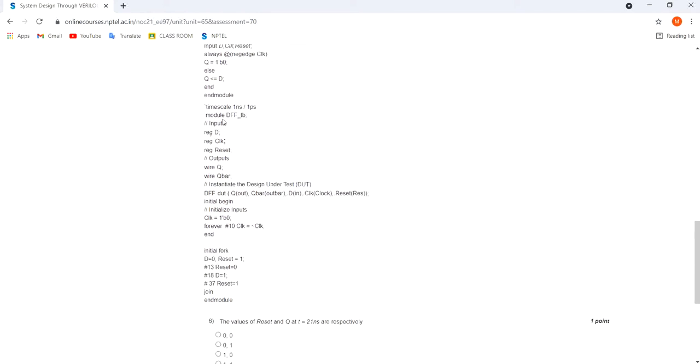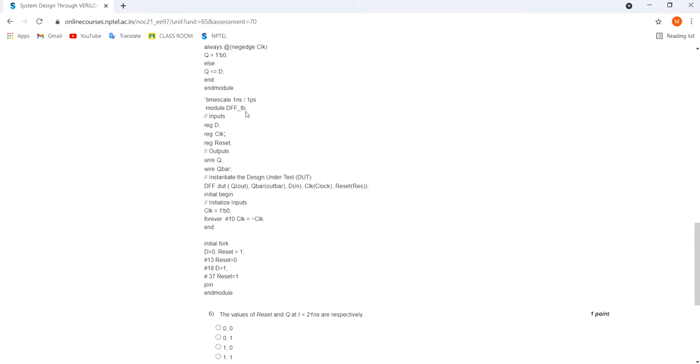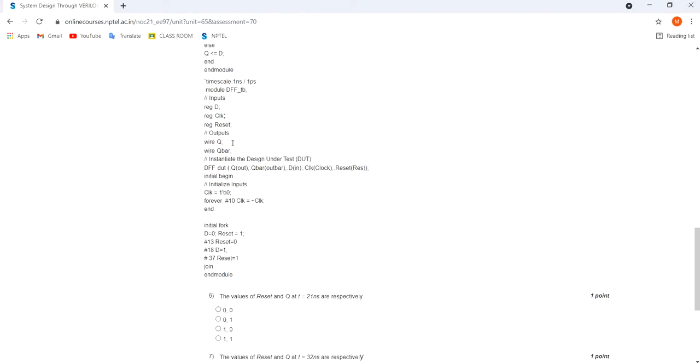Then move to the test bench code. Here the time scale is 1 nanosecond / 1 picosecond. Then module DFF_TB. Here the inputs are D, clock and reset. These three are represented as registers. In test bench code, we don't define input and output ports. That's why we have defined the inputs as registers and outputs as wires, because we want to store the input value in the previous state also.